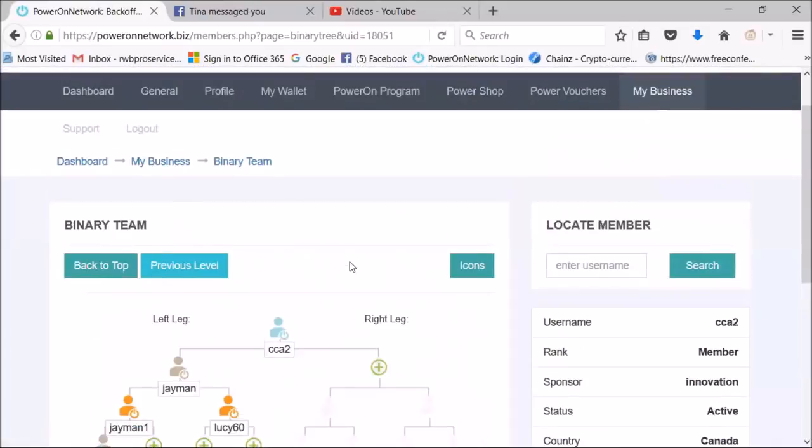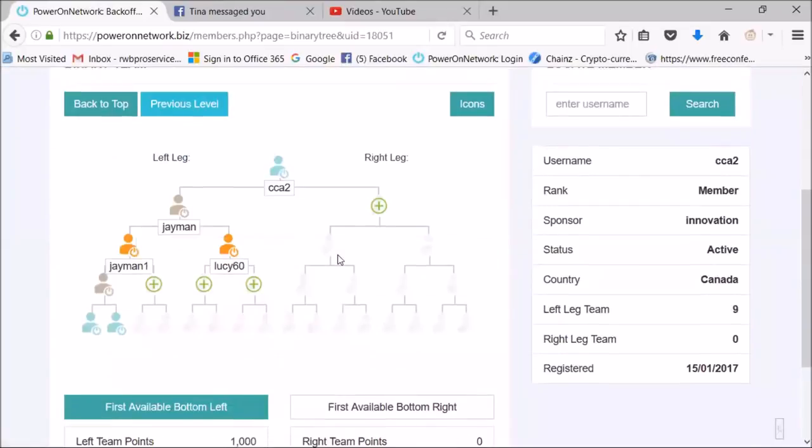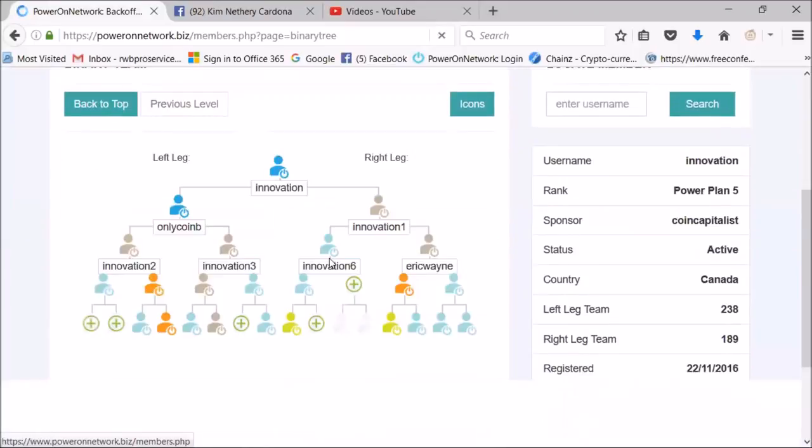But let's say, for example, you want to go back to the top. Well, you just click back to the top, okay? And it's really that simple. It brings me back to my original top position, which of course is me, okay?